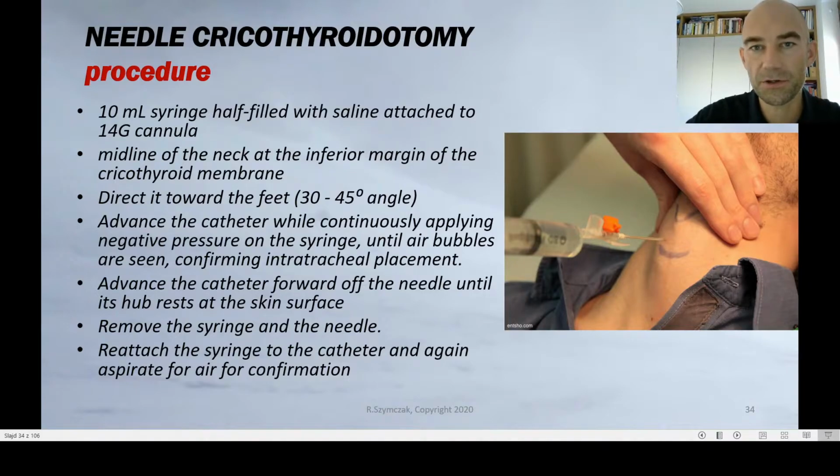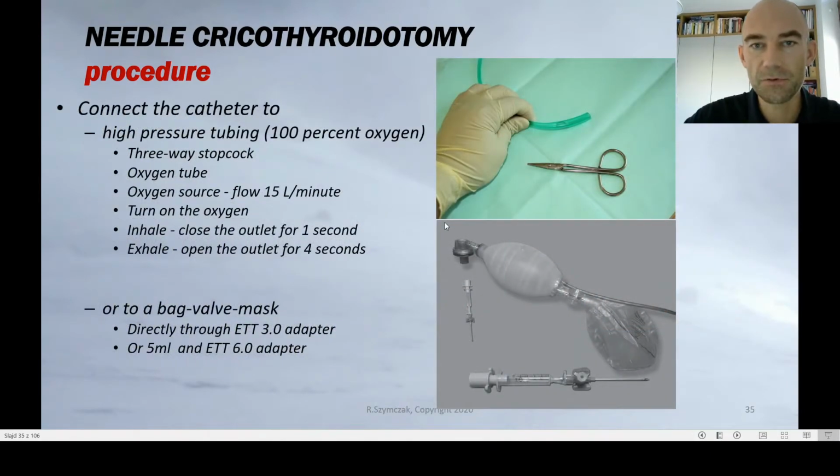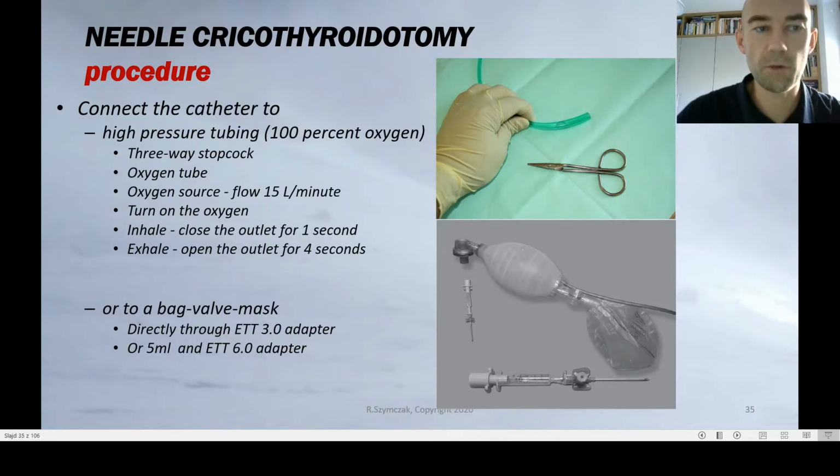apply the negative pressure to check if you can see the bubbles, so to confirm that you are in the right place. So let's say we almost done, and then how to provide the oxygen through the catheter which is in the cricothyroid membrane. So you've got two options. Either you will attach the high pressure tubing oxygen tube with 100% of oxygen, 15 liters per minute flow to the end of the catheter.